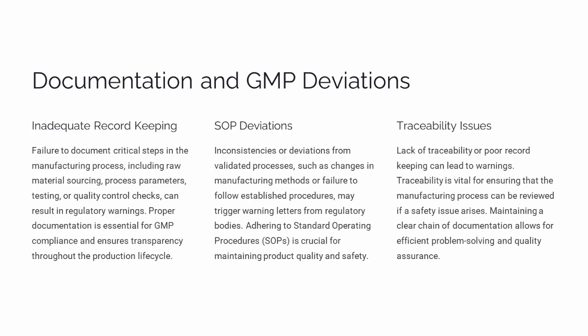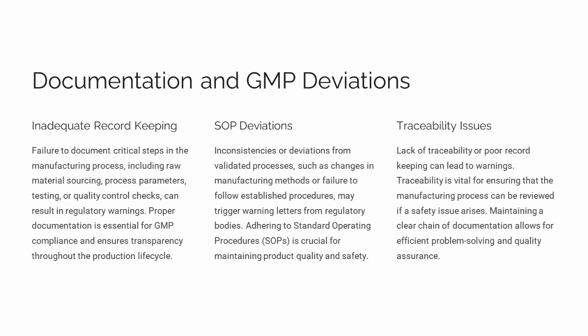Failure to document critical steps in the manufacturing process, including raw material sourcing, process parameters, testing, or quality control checks, can result in regulatory warnings. Inconsistencies or deviations from validated processes, such as changes in manufacturing methods or failure to follow established procedures, may trigger warning letters from regulatory bodies. Adhering to standard operating procedures, SOPs, is crucial for maintaining product quality and safety.